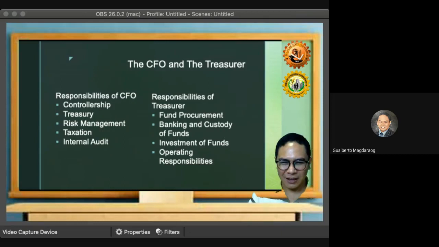Okay. Next is CFO versus treasurer. So again, under the Vice President for Finance or CFO is our treasurer. So pwede siyang i-appoint separately.